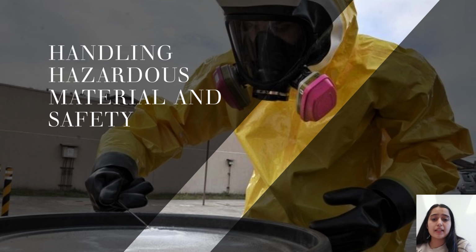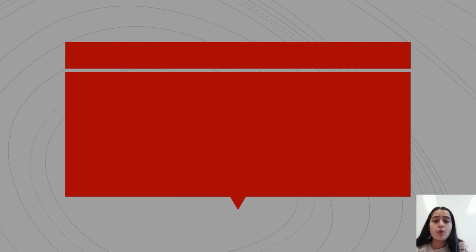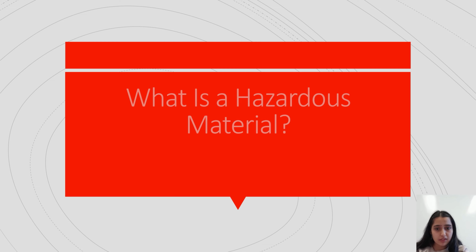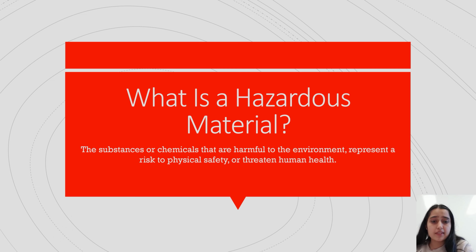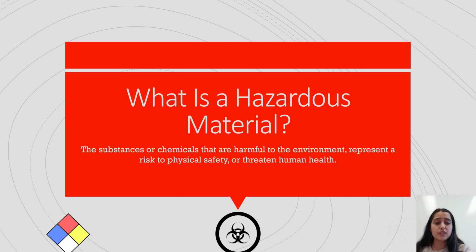So now, starting with hazardous materials. What basically is a hazardous material? The substances or chemicals that are harmful to the environment, represent a risk to physical safety, or threaten human health are known as hazardous materials. Hazardous materials can be classified into four classes. Class 1 contains the explosives, Class 2 the gases, Class 3 accounts for flammable liquids, and Class 4 is for flammable solids or substances.